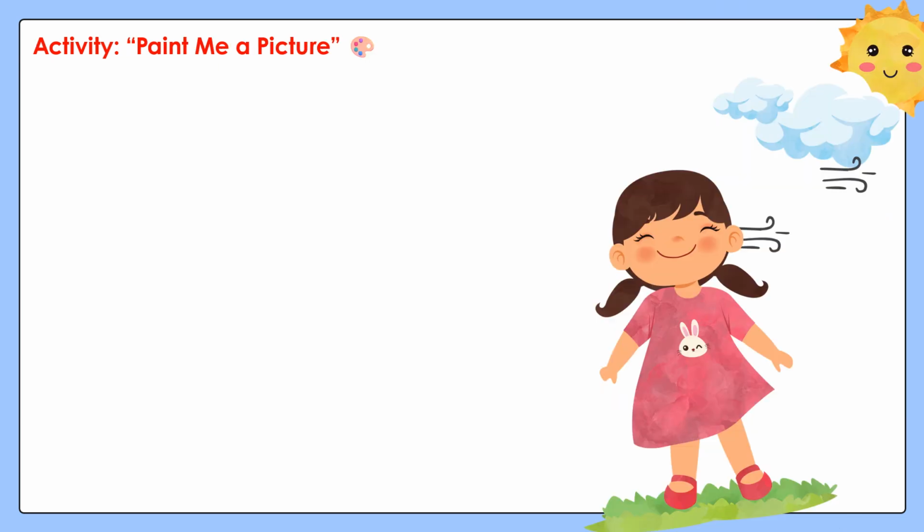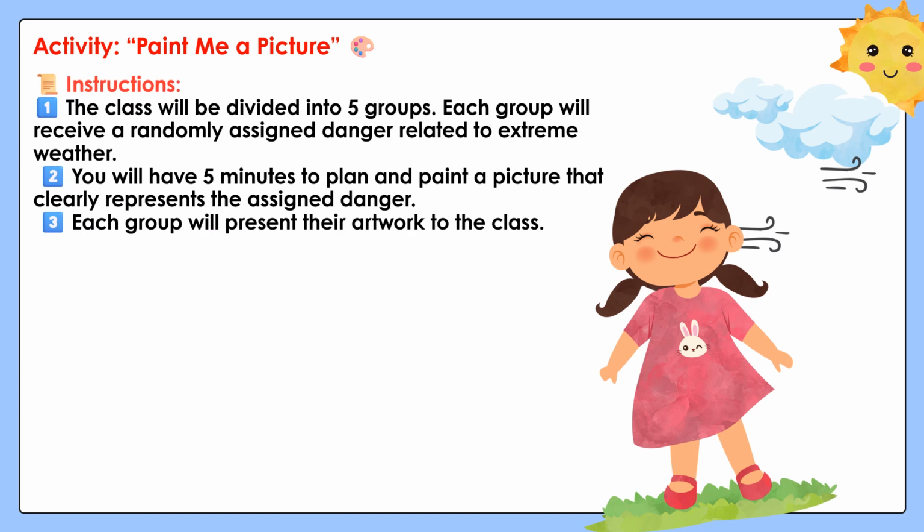Activity: Paint me a picture. Instructions: the class will be divided into 5 groups. Each group will receive a randomly assigned danger related to extreme weather. You will have 5 minutes to plan and paint a picture that clearly represents the assigned danger. Each group will present their artwork to the class.